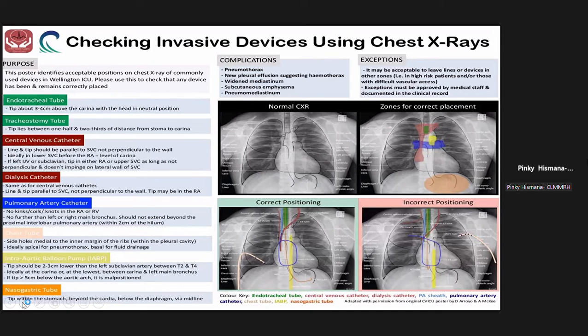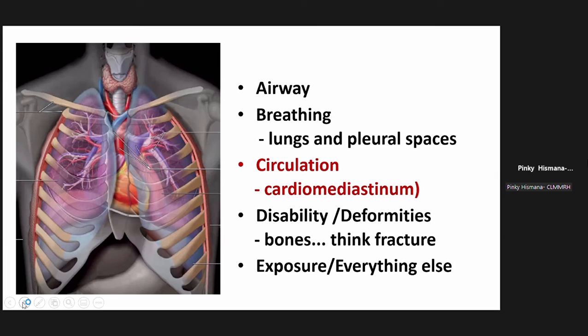Nevertheless, as a summary, we also assess the placement of tubes using chest X-ray. So if your patient has a chest tube or a central venous catheter and you want to assess the placement, you use chest X-ray. Now let's proceed to the circulation or cardiomediastinum. So we're now proceeding to the cardiology portion.